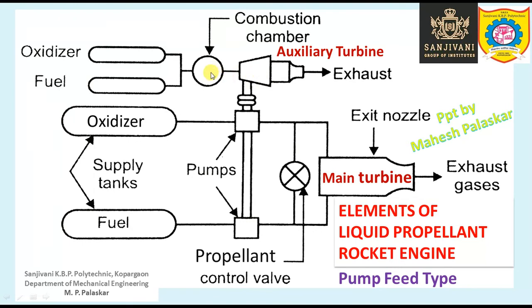So this working substance, which is nothing but the product of the combustion of the oxidizer and the fuel, will expand in the turbine, auxiliary turbine. So this auxiliary turbine will produce some power, and that power is utilized to operate the pumps, both the pumps, the pump for the oxidizer of the main turbine and the fuel of the main turbine. So in this way the pump feed type liquid propellant rocket engine works.